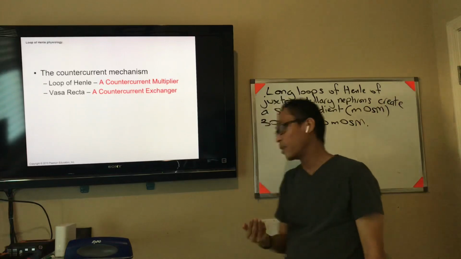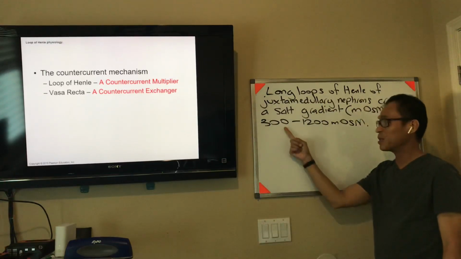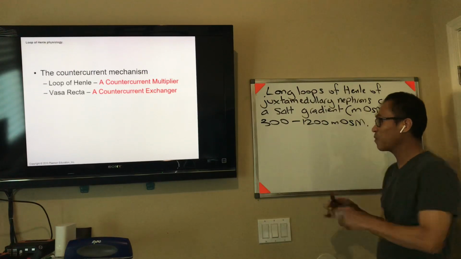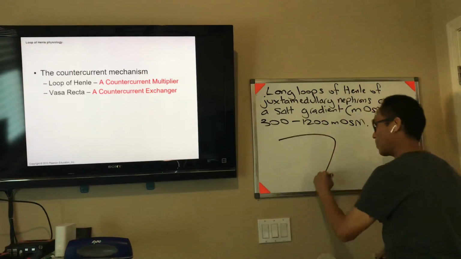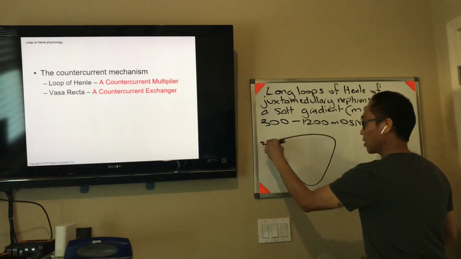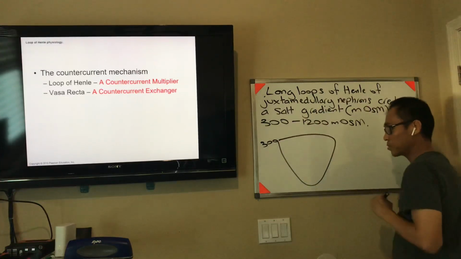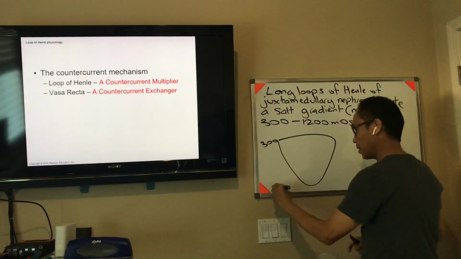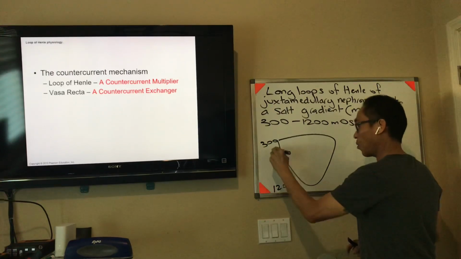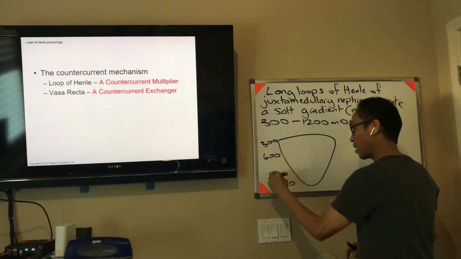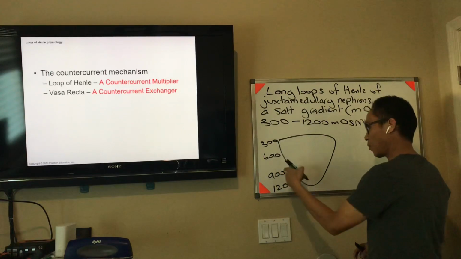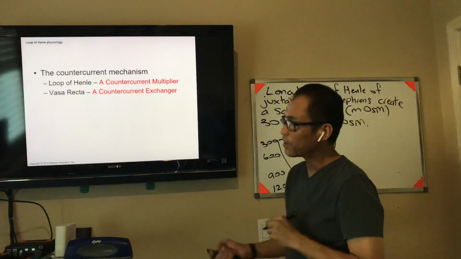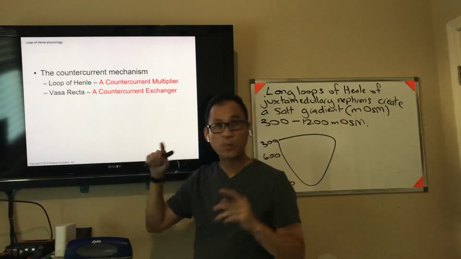What do I mean by multiplier? You multiply the saltiness of your environment of the pyramid from 300 to 1200. So maybe closer to the top of the pyramid, it's 300, matches the saltiness of blood. But as you get closer to the renal papilla, it gets closer to 1200. So you multiply on the way down like 4 times. That's the countercurrent multiplier.